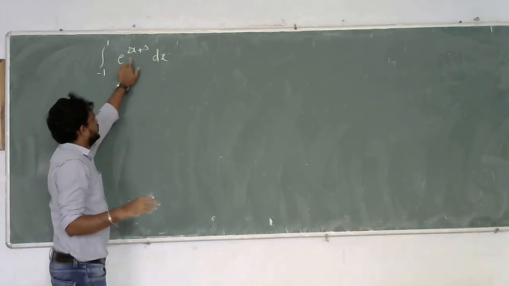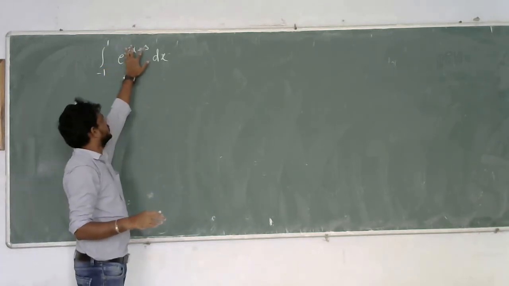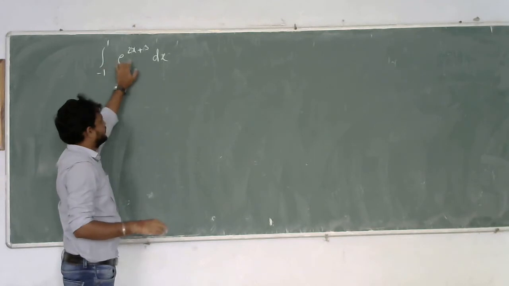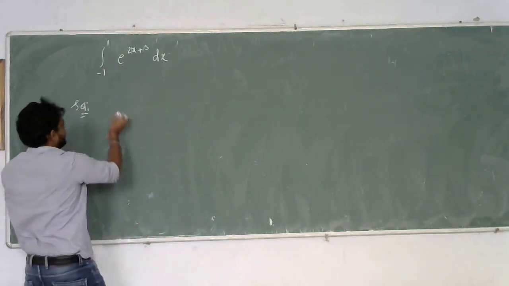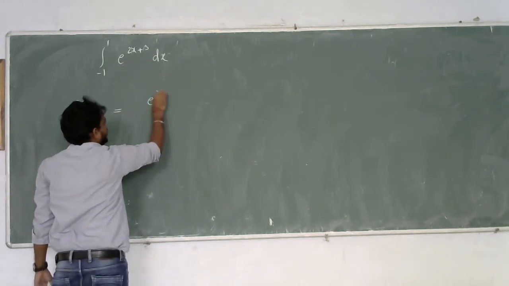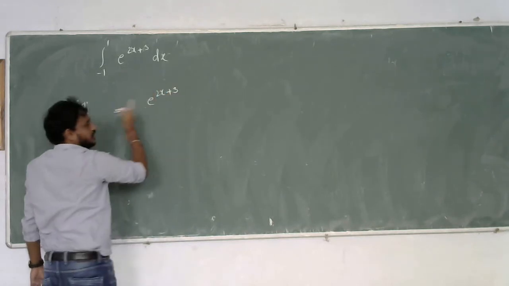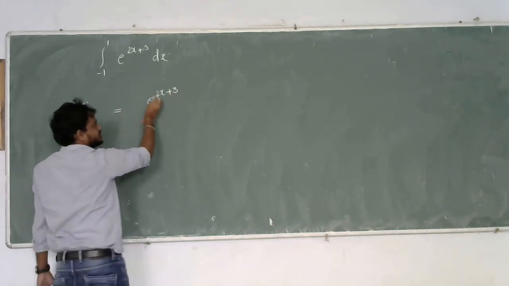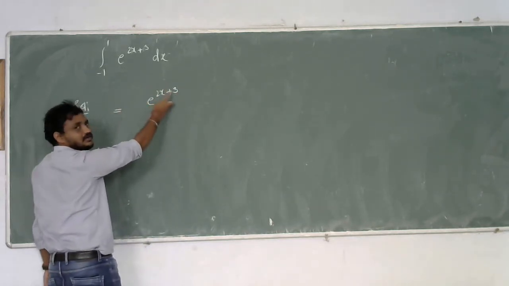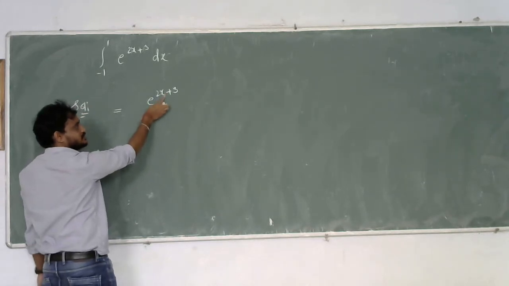So integration of e to the power of 2x plus 3. First take this total term as x. Integration of e power x is e power x only. That means we will get e to the power of 2x plus 3. Here we are doing integration, and in place of x we have 2x plus 3, so we have to write the exponent's coefficient in the denominator. What is that coefficient? 2.